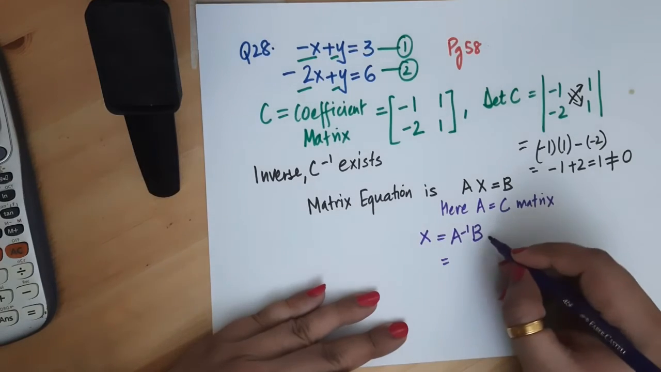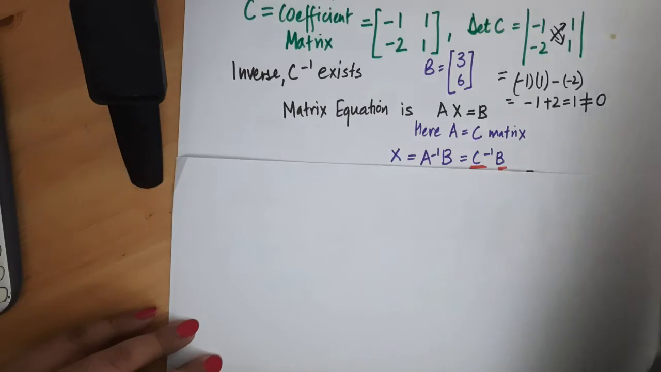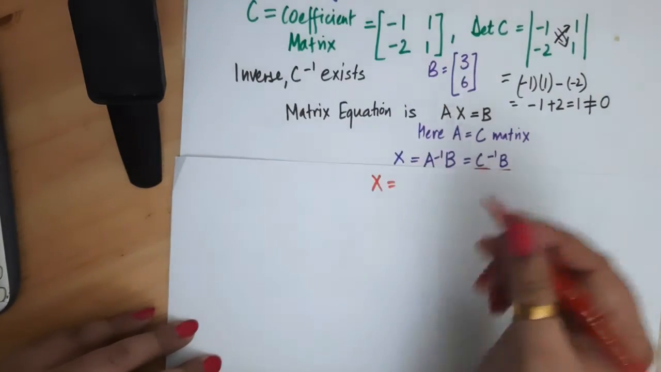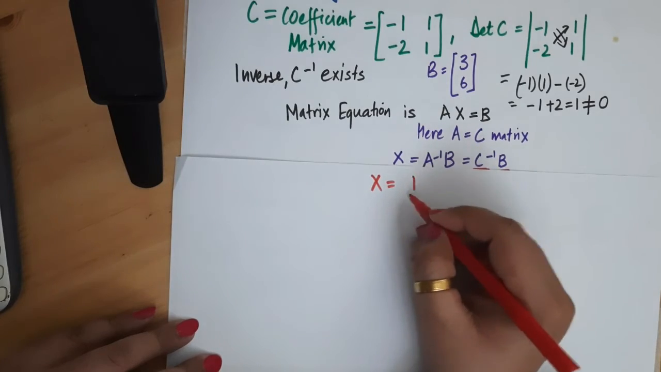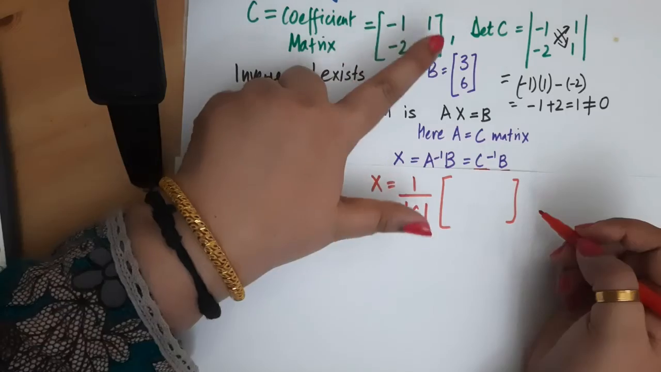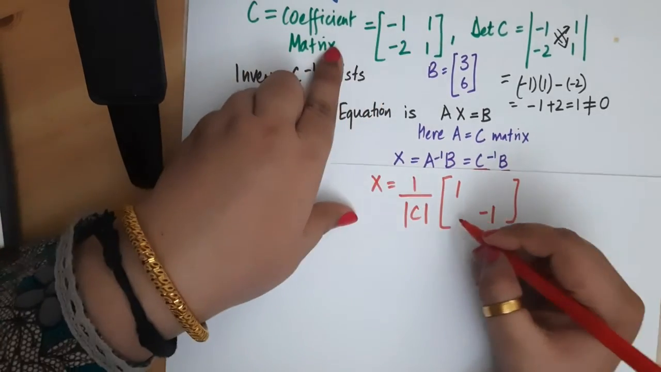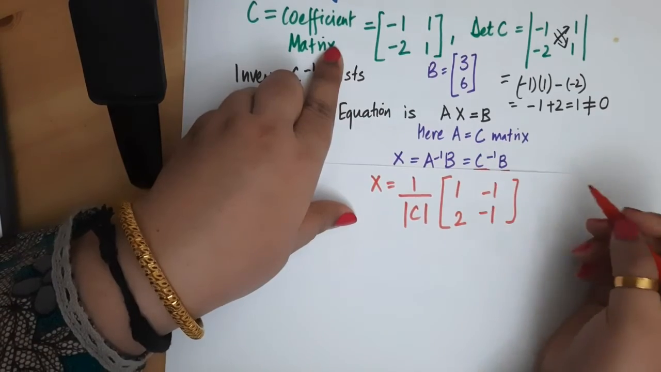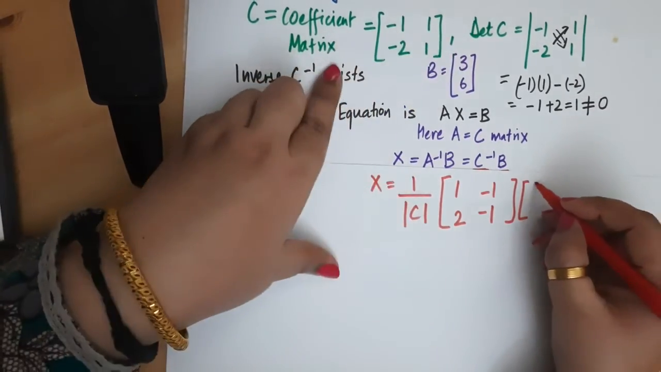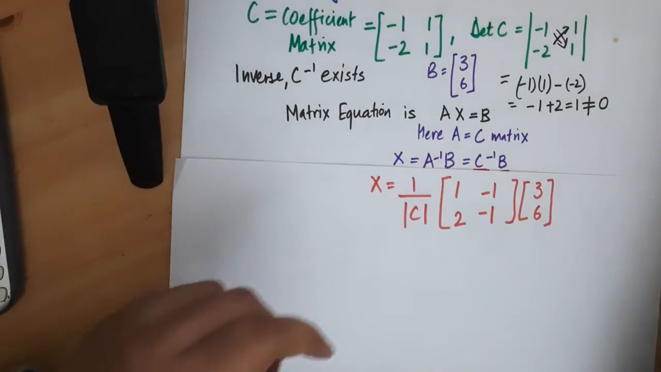That means we need to find the inverse of C matrix and then multiply it with the constant matrix B, which is equal to 3, 6. So let's first find the inverse of C. The formula from my previous video is given here. You just interchange the primary diagonal elements and change the sign of the secondary diagonal elements. And now we are going to multiply it with 3 and 6.